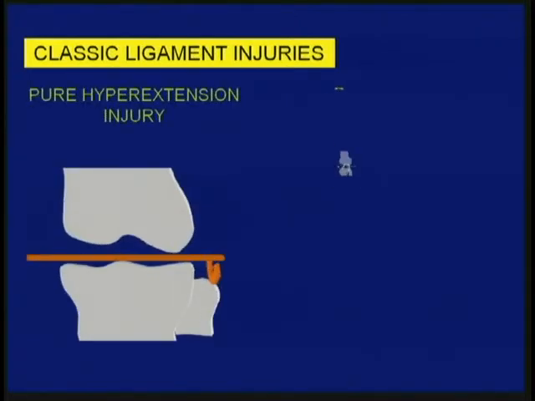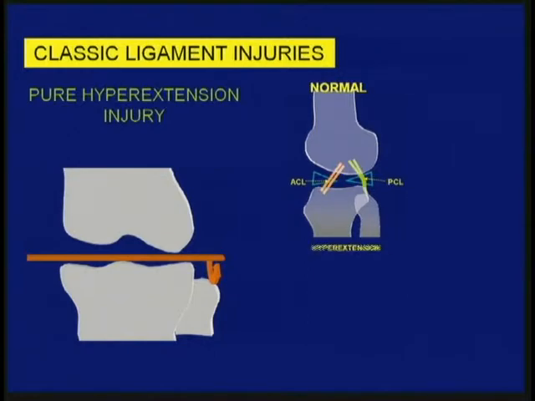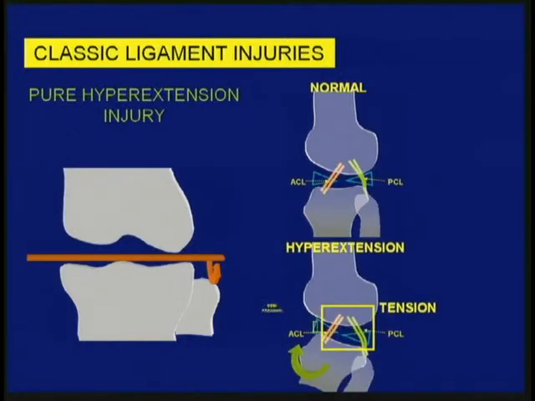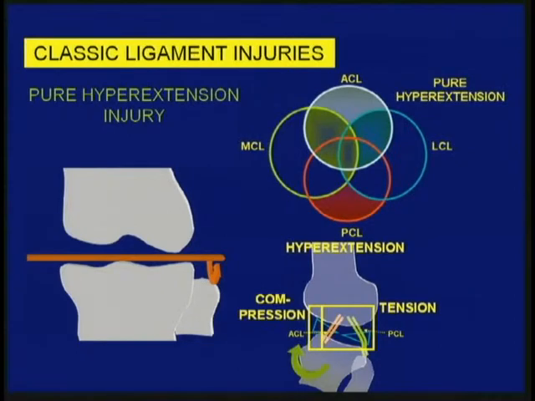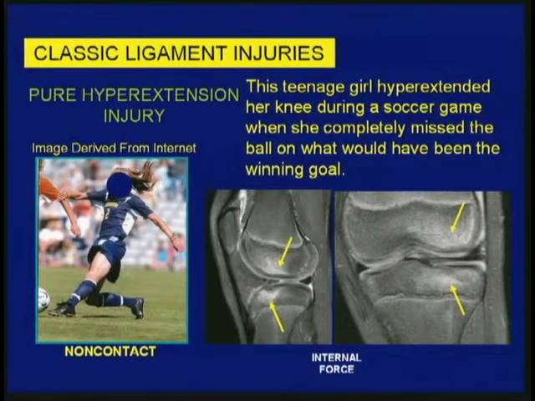The next scenario is pure hyperextension. There is the normal situation. This is the hyperextension. You can see here tensile injury posteriorly and compression injury anteriorly. This can produce tears of the ACL, the PCL alone, or combined, less commonly, with other ligament injuries. This is the example I show you, a teenage girl who hyperextended her knee during a soccer game when she completely missed the ball on what would have been the winning goal. Here you can see the marrow edema, the classic pattern of edema we talked about earlier for a hyperextension.